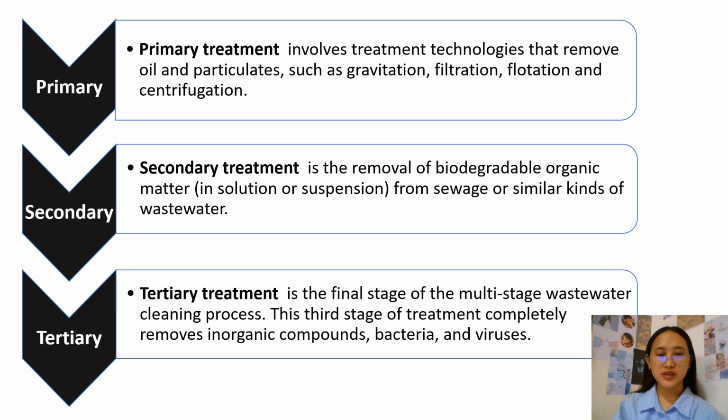As I have shown in the previous slides, there are three stages of wastewater treatment: primary, secondary, and tertiary. Primary treatment involves technologies like gravitation, filtration, flotation, and centrifugation, which removes oils and particulates. This is the first and often necessary step for treating wastewater.